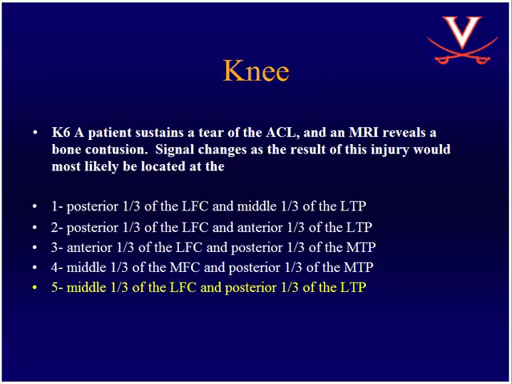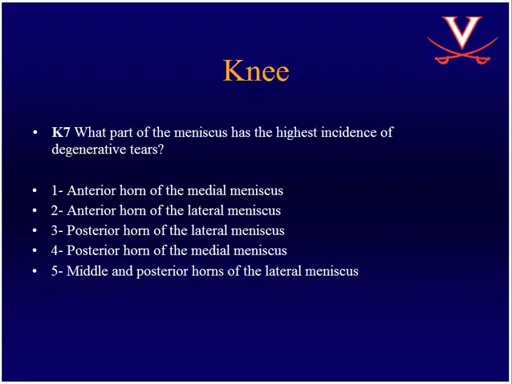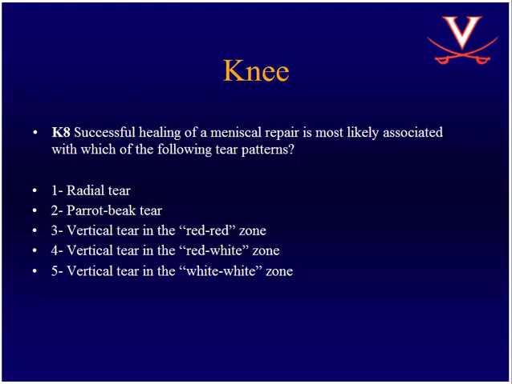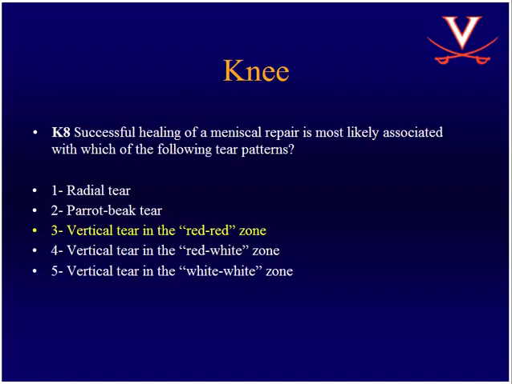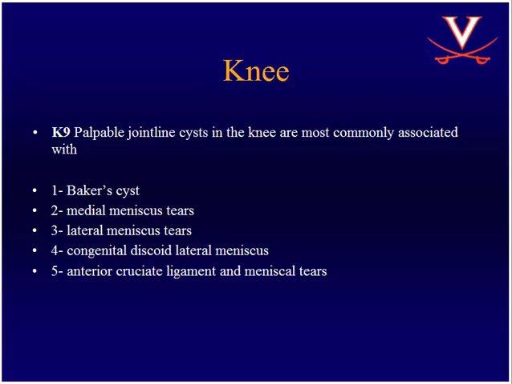What part of the meniscus has the highest incidence of degenerative or complex tear? Older patient, complex tear of the meniscus, posterior horn, medial meniscus. Skip 8, go to 9. Joint line cysts. Lateral meniscus tear, horizontal cleavage, more often than not. Skipping 10, on to 11. 13-year-old boy.